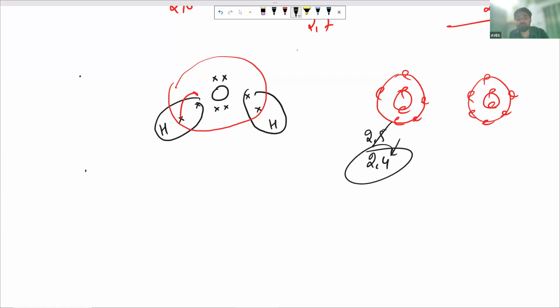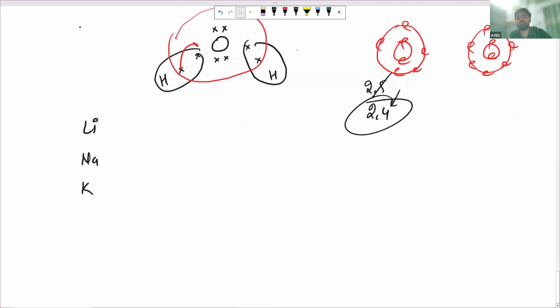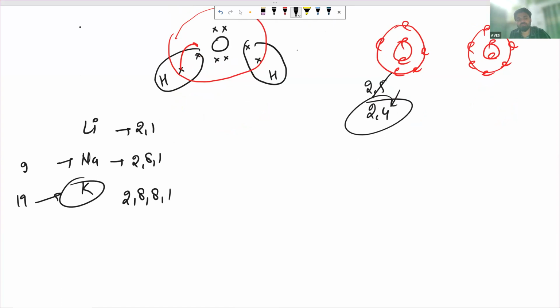So you will learn that lithium, sodium, potassium have electronic configurations 2, 1; 2, 8, 1; and 2, 8, 8, 1. The atomic number of potassium is 19, sodium is 11, and lithium is 3. So they are all going to have 1 electron in their outermost shell. So they have almost the same chemical properties. It is the outermost shell electrons that participate in the chemical bond and are responsible for the chemical properties of an atom. Understood, dear students?